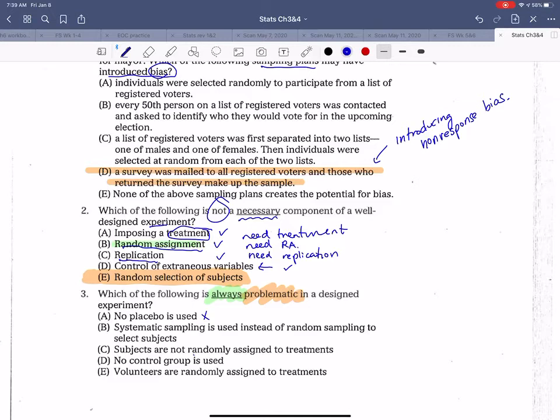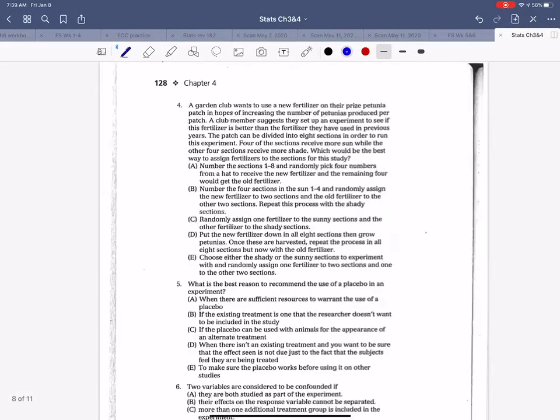Subjects are not randomly assigned. Yep, so as we said above, if your subjects are not randomly assigned, that's going to be a huge problem. That is a required component of an experiment. Random assignment is required. So if you're not doing random assignment, that's going to be a problem.